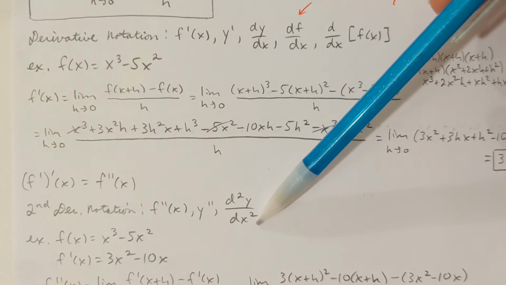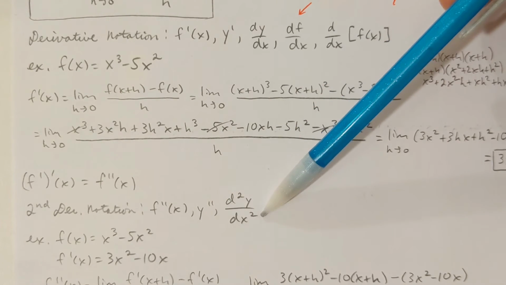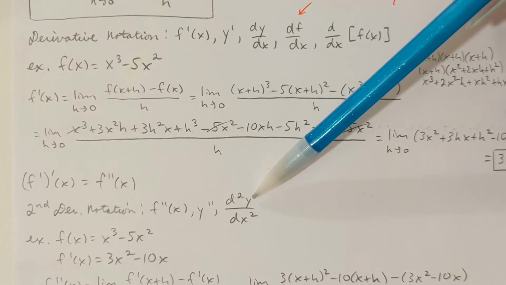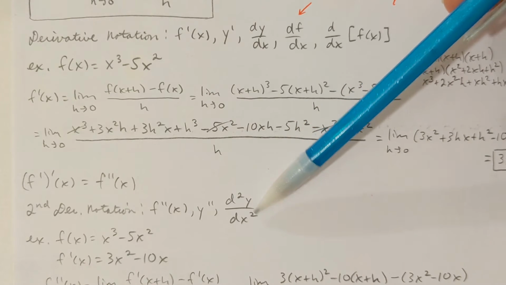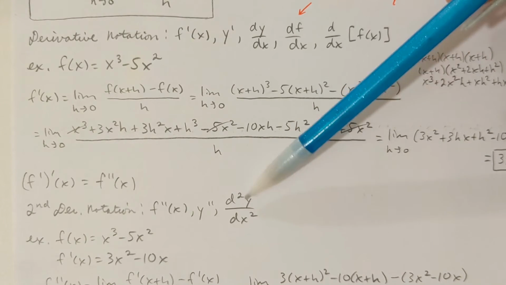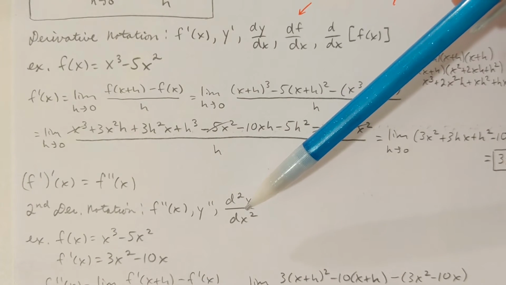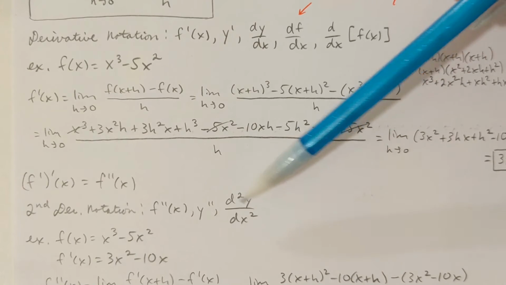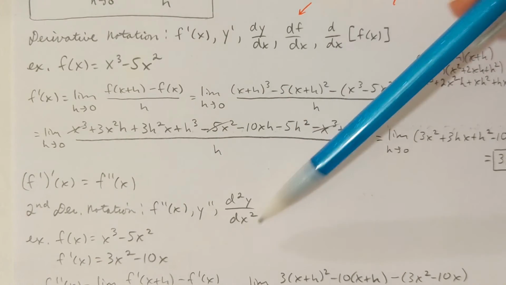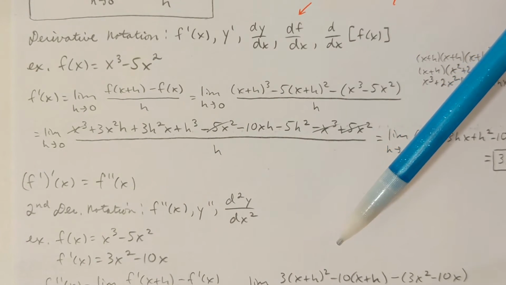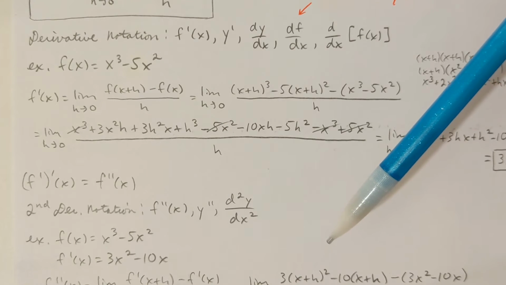And then here's Leibniz notation. The way that we'd read this is to say the second derivative of y with respect to x. Notice the positioning of the 2's there. That's positioned correctly. And now all three of these things mean the same thing. Okay, you're talking about the second derivative.